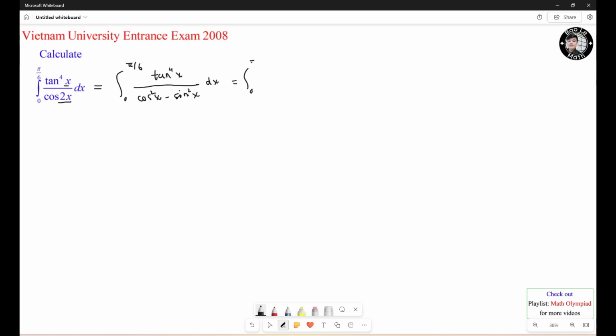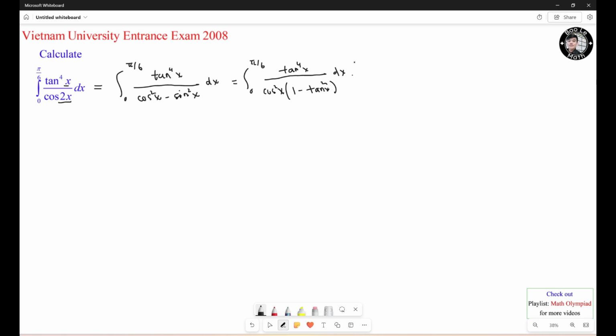Next, I just rewrite the top, tangent to the 4 of s. Now the bottom, I just factor out cosine square of s. So cosine square of s times 1 minus tangent square of s, ds. Now we're going to use the substitution method to solve this integral.